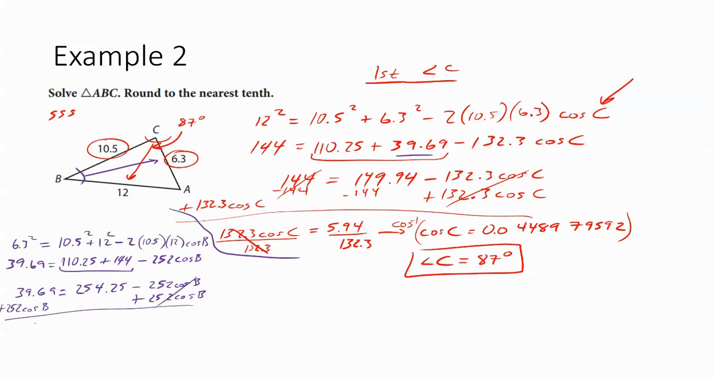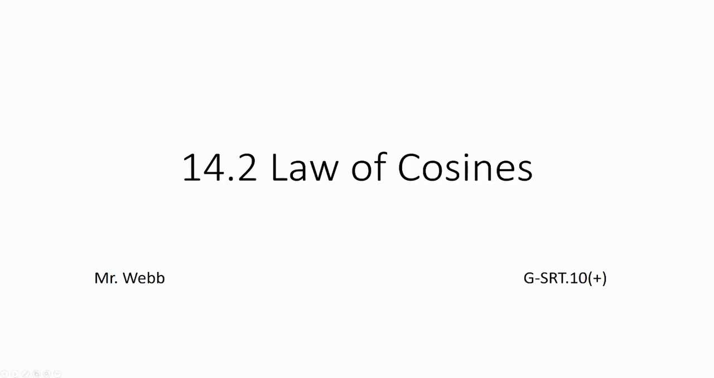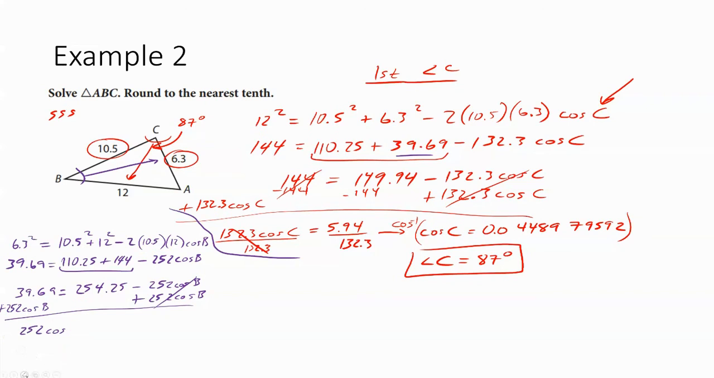All right, so those cancel out. So I got 252 cosine of B. Wow, that was the worst B in human history. Plus that 39, sorry, 39.69, equaling that 254.25. Now, let's go ahead and get rid of that 39.69.